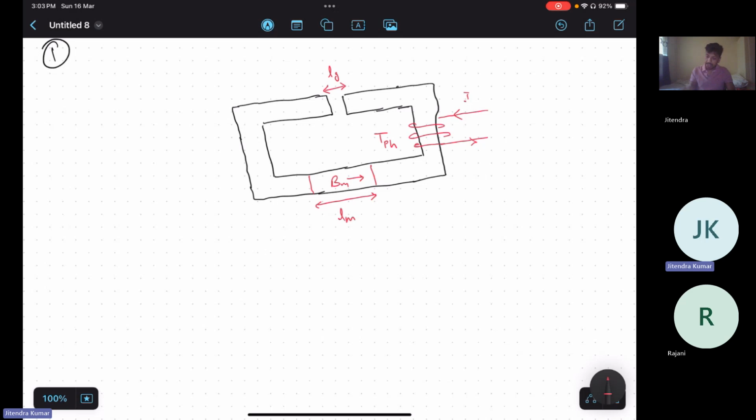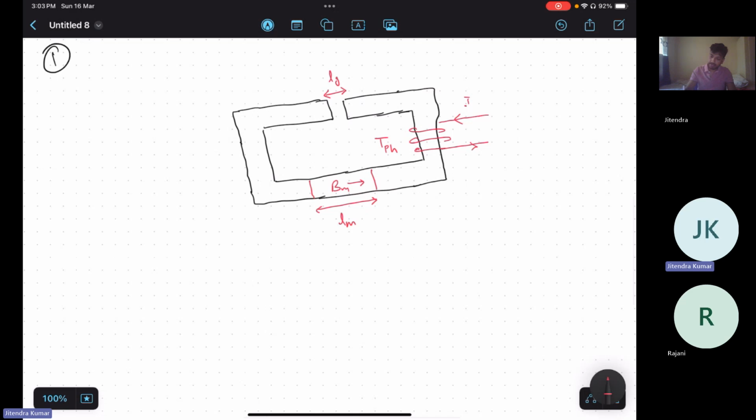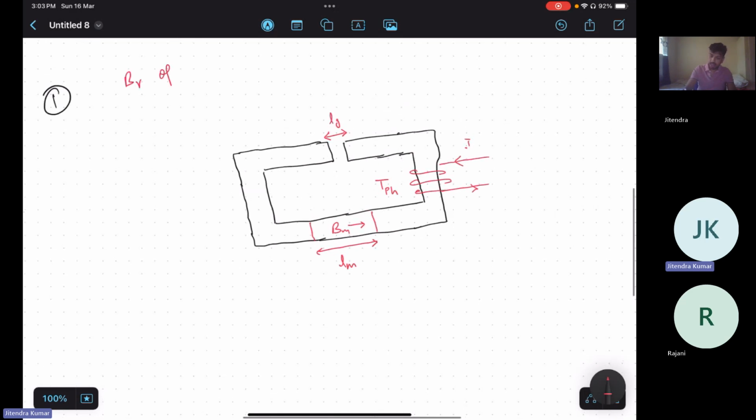Now, the remnant flux density of neodymium, Br, is 1.2 Tesla. The coercivity is 860 kiloampere per meter. And it is to be considered that the magnetization line is a straight line.